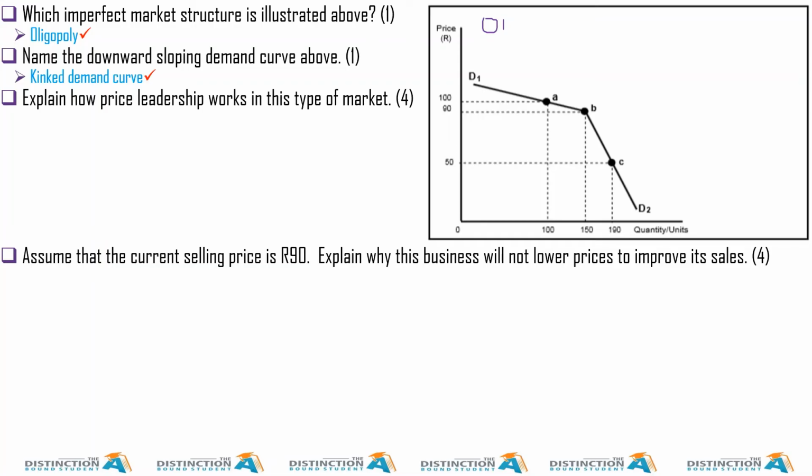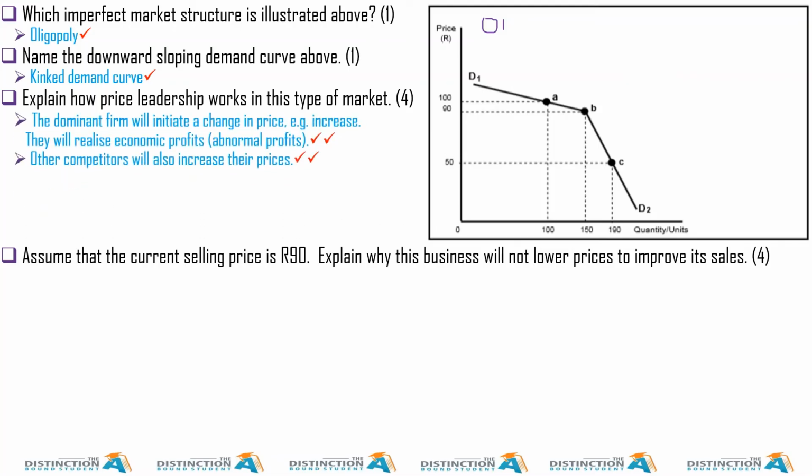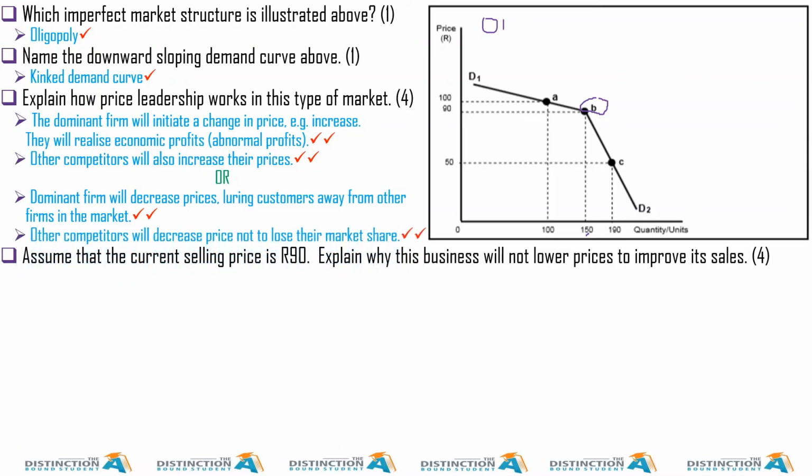Then explain how price leadership works. Okay, with price leadership, it's always done or mostly done by a dominant firm, which is mostly the biggest firm in the entire industry. So they'll announce that they are probably increasing the price, and then others follow suit. But obviously it has to depend on their demand curve. This will always be the best price, so 90, and their best output is 150. All right, so if a big firm announces that, then others follow suit. It's called price leadership. Right, assume that the current selling price is 90. Of course it is 90 because look, it's the best.